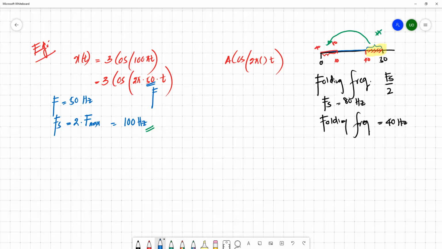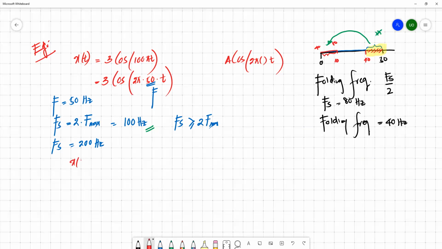Okay. Suppose that the signal is sampled at the rate of 200 hertz. What is the discrete signal you can obtain? Now we set the sampling frequency to 200 hertz. This is fine, because we need a sampling frequency greater than 2 times Fmax, so at least 100. Now we set the sampling frequency to 200.